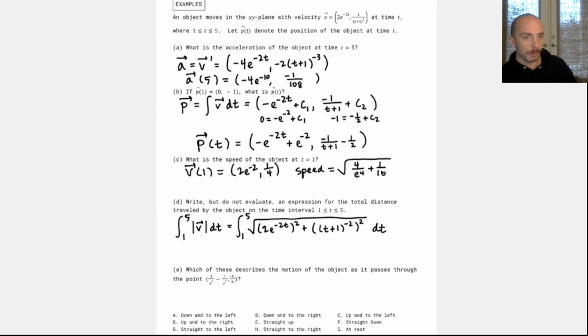So which of these describes the motion of the object as it passes through the point 1 over e to the 2, minus 1 over e to the 4, and negative 5/6? I don't know if you can see that clearly on screen. It looks a little blurry to me.